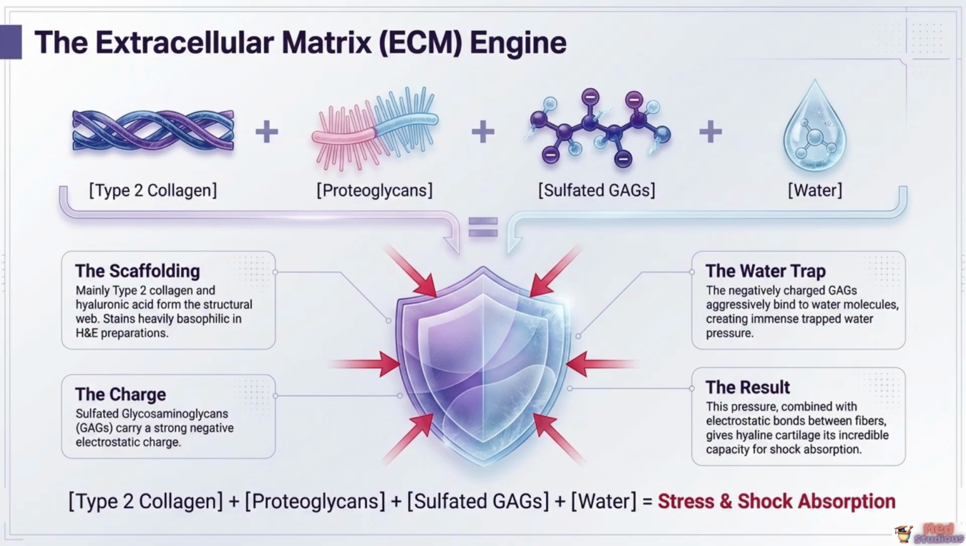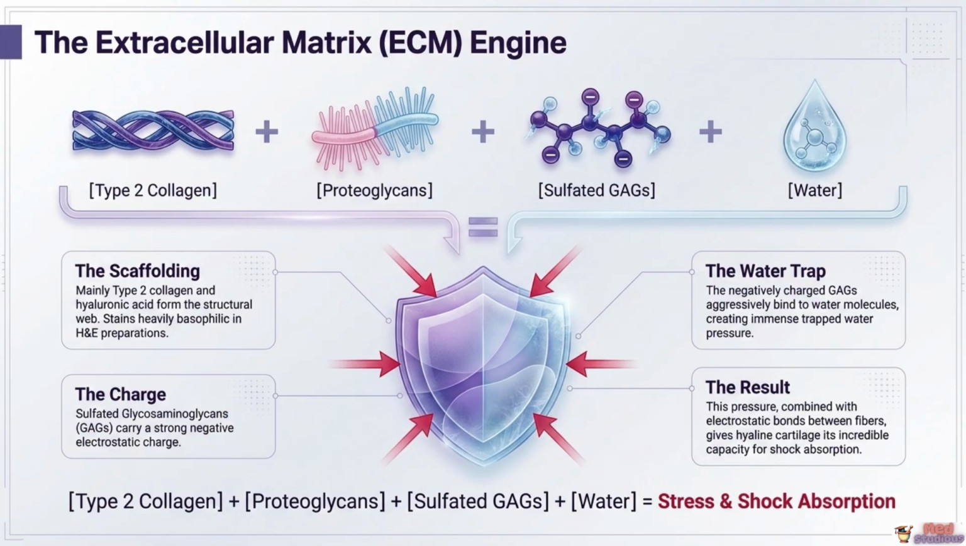Component 3 is sulfated glycosaminoglycans, particularly chondroitin sulfate and keratan sulfate, which are densely negatively charged. This strong negative electrostatic charge is the engine of the water trap. The negatively charged GAG chains attract enormous quantities of positively charged water molecules by electrostatic and osmotic forces, creating immense trapped water pressure within the matrix, a turgor pressure that resists compression.